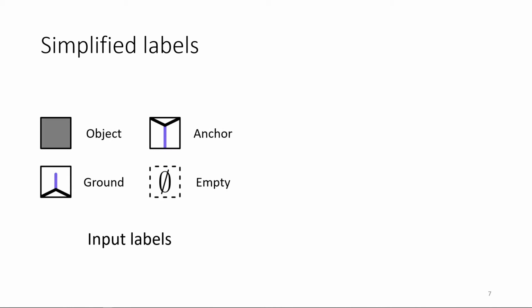In order to explain the synthesis process, let us switch to 2D for a moment and introduce a simplified set of labels, or tiles. These can be used to generate a subset of our support structures. When providing a voxelized input object to the algorithm, each voxel can have different labels, shown here on the left. It can be either part of the object, an anchor, meaning a point needing support, it can be part of the ground, or finally just empty.